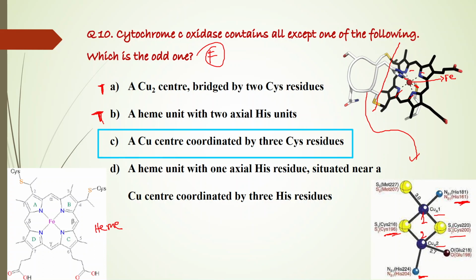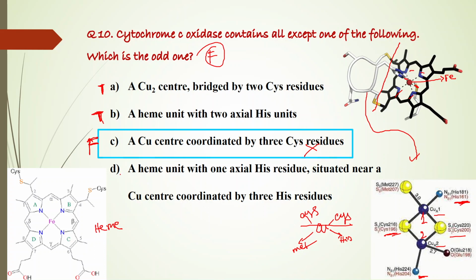Coming to the third one, it is saying a copper center coordinated by 3 cysteine residues. We already know that this statement is false, because if we look at any of the copper centers, we can see there are 2 cysteine residues that it is attached to. The others are methionine and histidine. So every copper unit, in case of cytochrome c, has 2 cysteine residues, 1 methionine residue and 1 histidine residue. So the 3 cysteine residues is a wrong statement. So our third statement was actually the false or incorrect one.